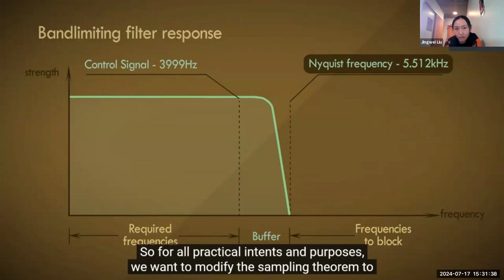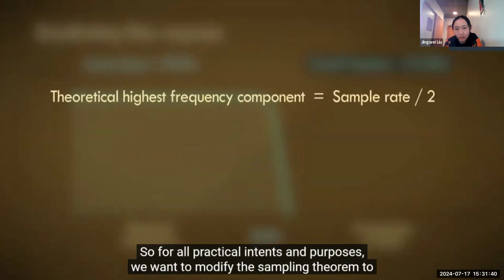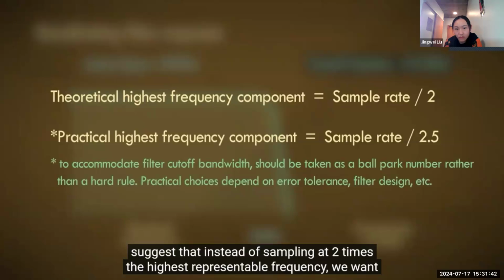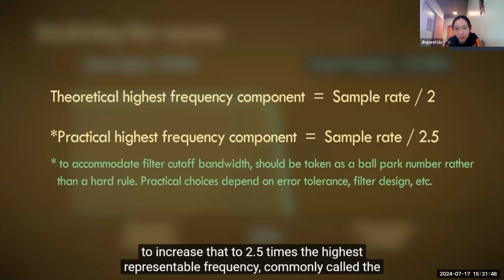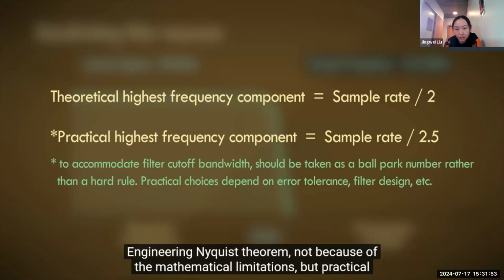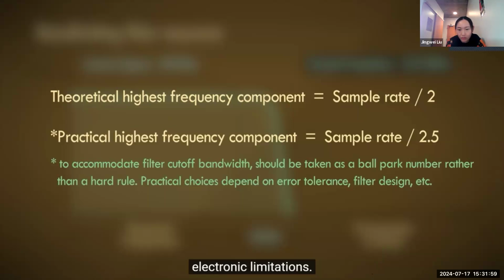So for all practical intents and purposes, we want to modify the sampling theorem to suggest that instead of sampling at 2 times the highest representable frequency, we want to increase that to 2.5 times the highest representable frequency, commonly called the engineering Nyquist theorem. This is done not because of the mathematical limitations, but practical electronic limitations.